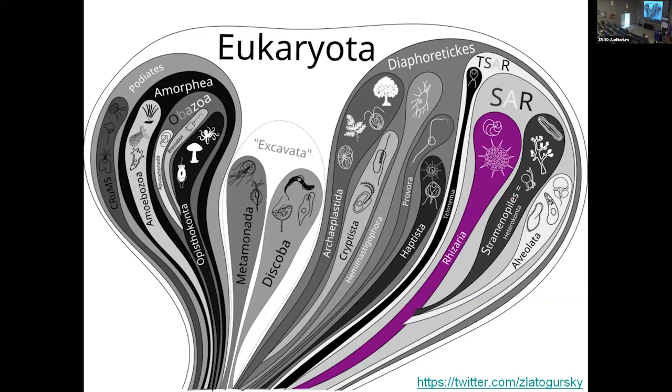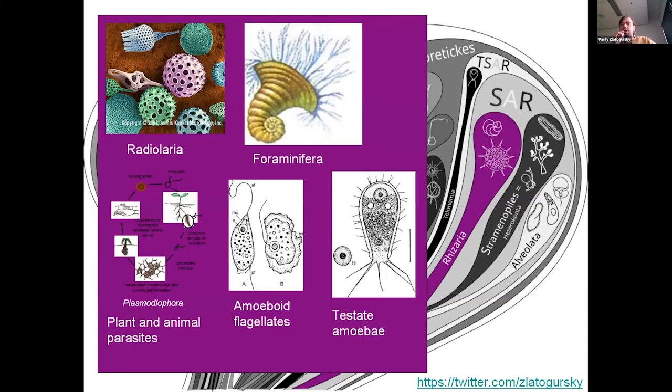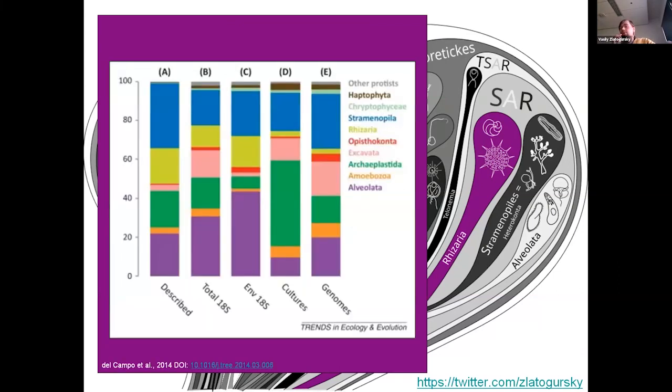Thank you. So Rhizaria is one of the major eukaryotic lineages, and it includes iconic textbook protists, like Radiolaria and Foraminifera, but also many free-living amoeboid and flagellated organisms, as well as some plant and animal parasites. And metagenomic data actually show a considerable amount of environmental diversity in Rhizaria, which is not characterized with cultured representatives and for which phenotypes are completely unknown.